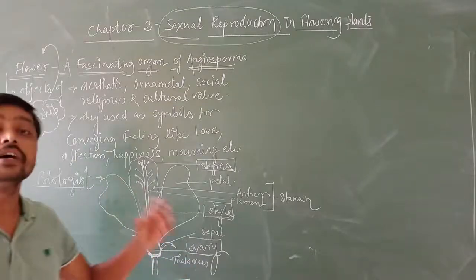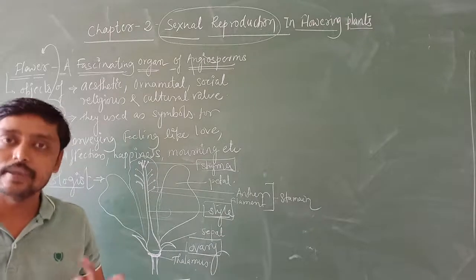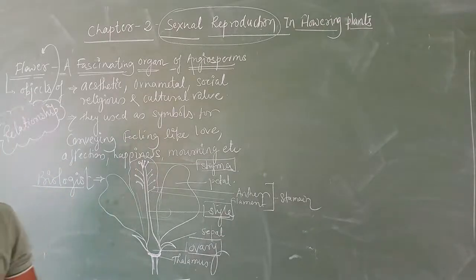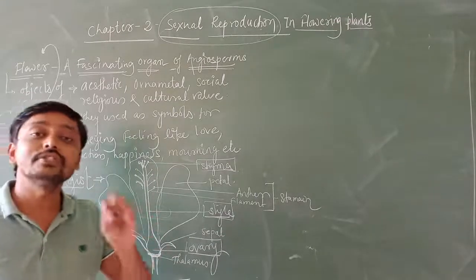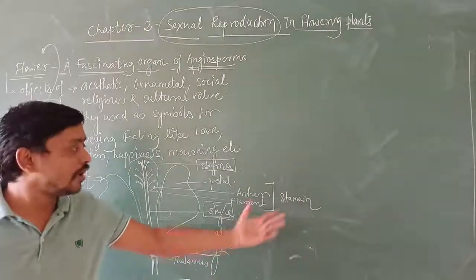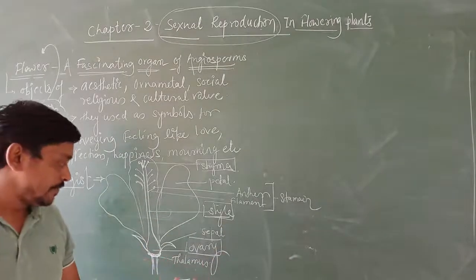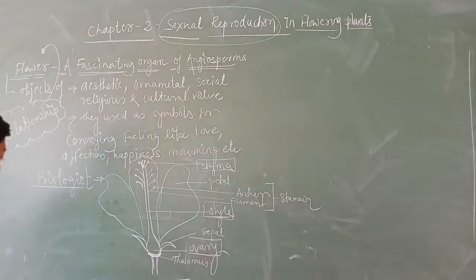The flower consists of accessory organs, in the sense sepals and petals. Then the reproductive organs, in the sense androecium and gynoecium. I told you, another name for androecium is stamen. Another name for the female reproductive organ is the pistil.